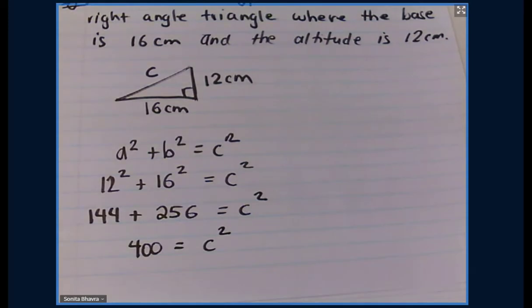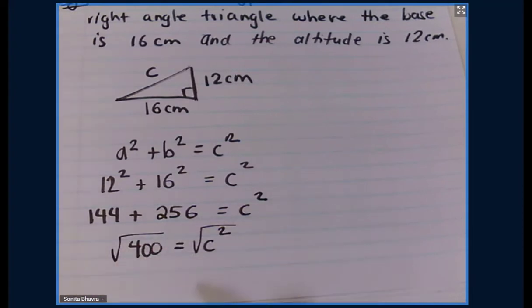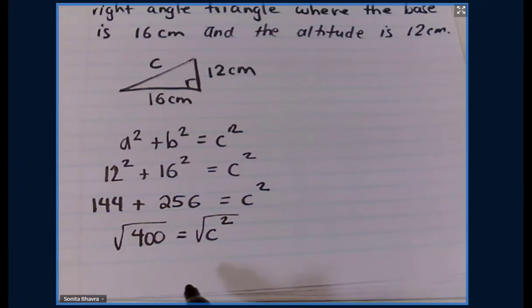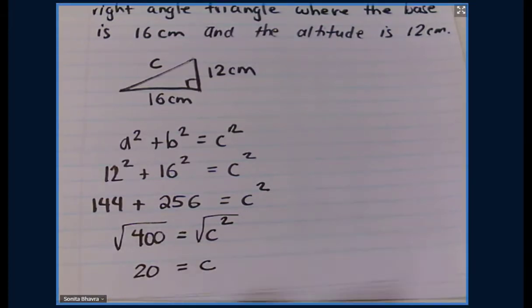So like we saw previously, we now have to take the square root of both sides to get the answer. If you take the square root of both sides, we get the answer that 20 is equal to c. Again, you have to use the square root here. Last step, square root of 400, which is equal to 20.